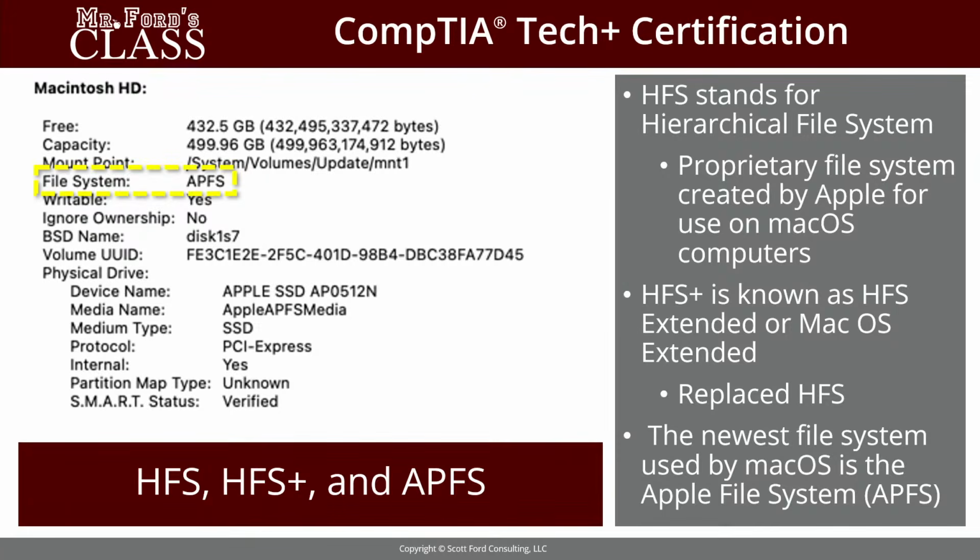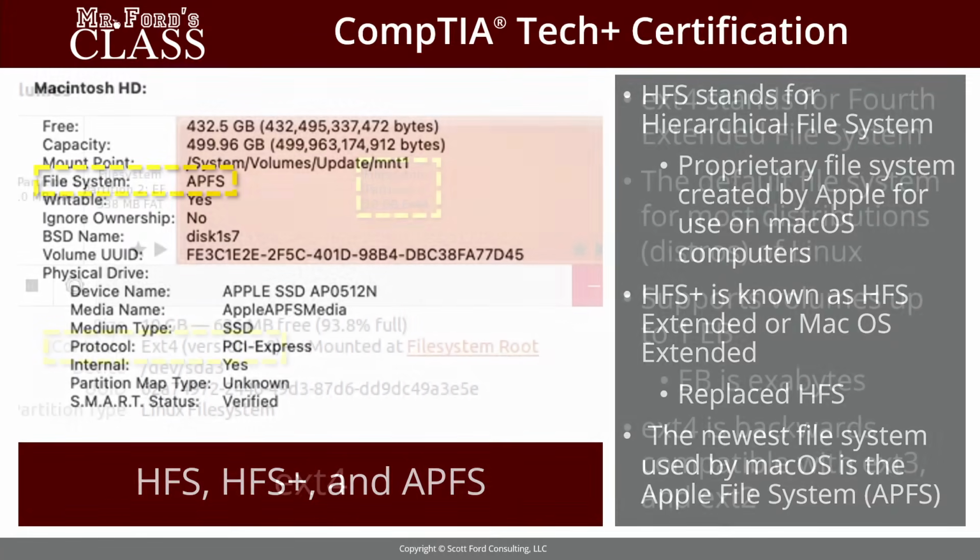So anyways, HFS, HFS Plus, and APFS, these are all Apple proprietary systems. HFS was the first one from this whole group. Then we have HFS Plus, which was kind of the extended version. But the newest file format system from macOS is the APFS. Easy to remember. It's Apple File System. This is the current one. This is the one that they're going to use by default.